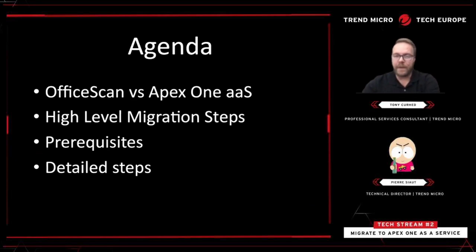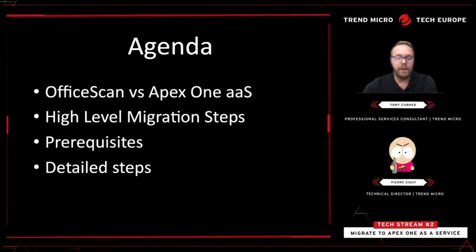Yes, gladly. So we have a great product which is called ApexOne. And it's a successor or next version of OfficeScan. So what we have noticed in the field is that we still have lots of OfficeScan installations around the world, especially in Europe. And we would like to offer a very simplified way of seeing how to migrate from OfficeScan to ApexOne as a service, which is usually included in the product suite licenses.